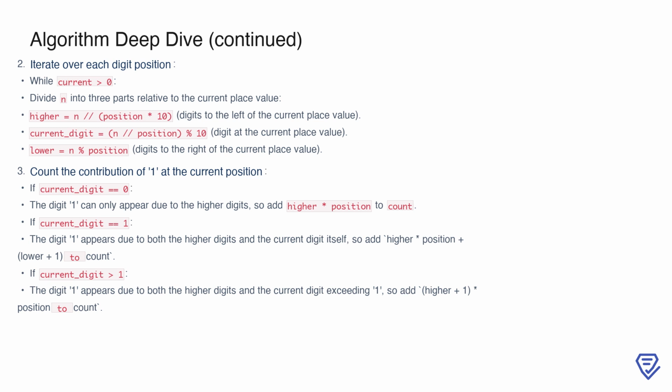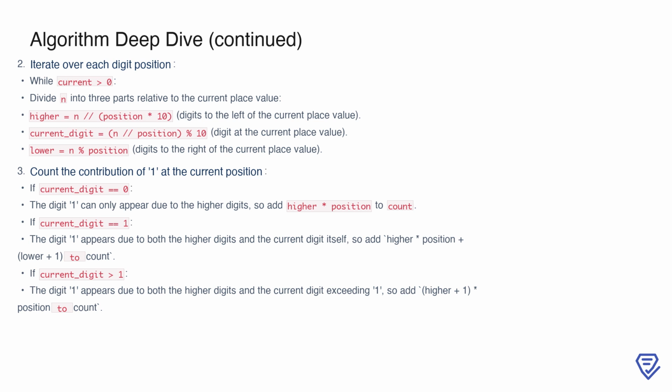While current is greater than 0, we divide n into 3 key parts relative to the current place value. First, higher represents the digits to the left of the current place value, calculated as n / (position * 10). Next, current_digit isolates the digit at the current place value using (n / position) % 10. Finally, lower represents the digits to the right of the current place value, determined by n % position. Once these parts are identified, we calculate how many times the digit 1 contributes at this particular position.